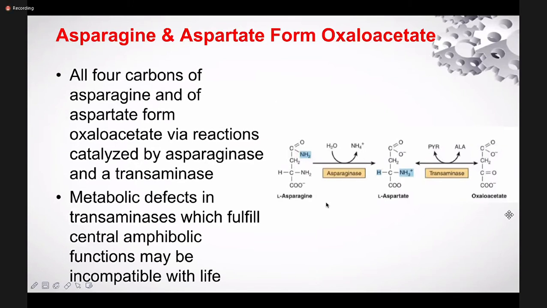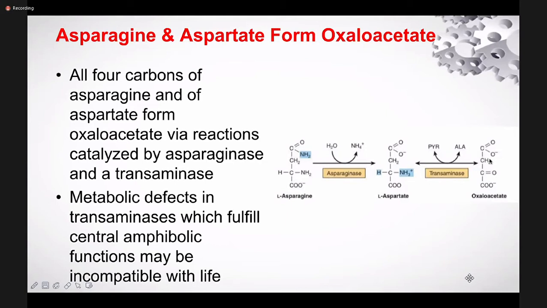Again, let's start with the following amino acids. Maybe you are already familiar with this reaction because it is just the reverse of the biosynthesis. Here, asparagine and aspartate can form back oxaloacetate. All four carbons of asparagine and aspartate form oxaloacetate via reactions catalyzed first by asparaginase, to become aspartate, and then by aspartate transaminase, and this now becomes oxaloacetate.